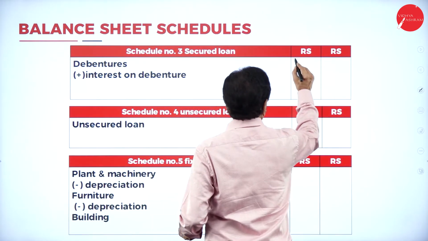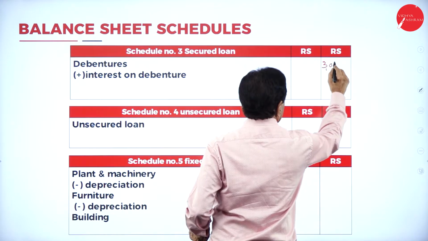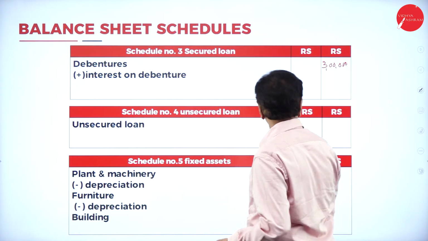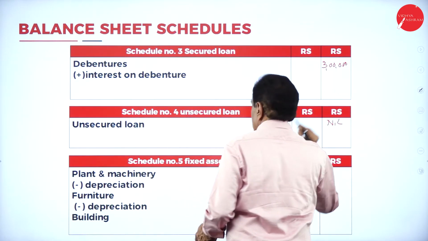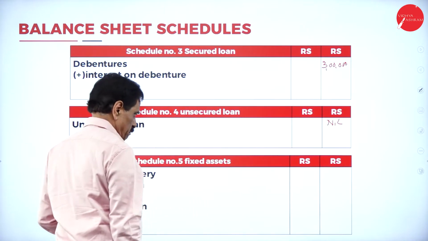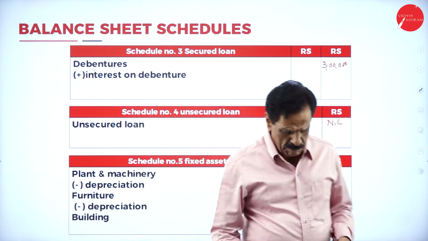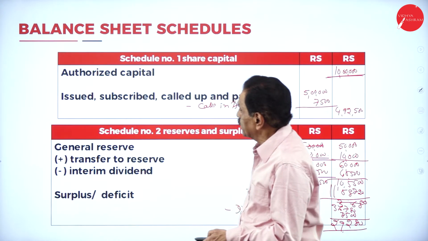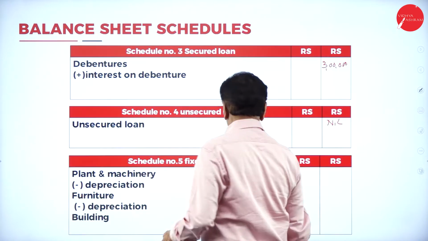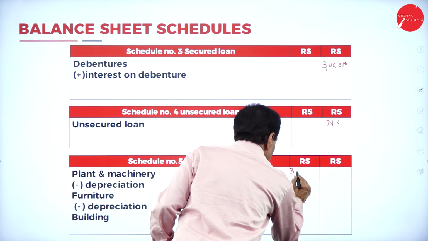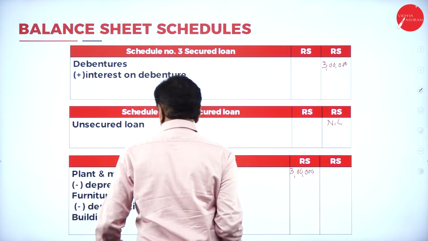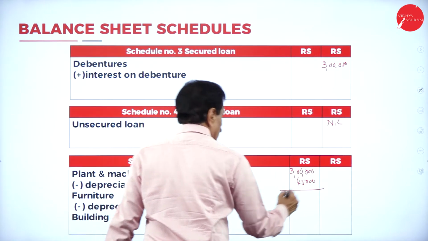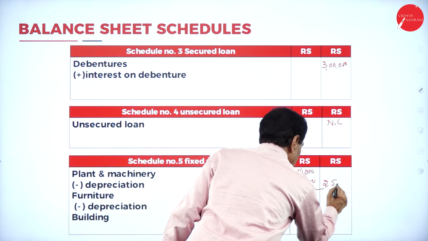So then we'll go to debenture 3 lakh. Interest will be shown in the current liability. We'll show 3 lakh only. Then unsecured loan nil. Then come back. Plant and machinery will go one by one. What's the value of the plant and machinery? See that. Plant and machinery 3 lakh. Minus depreciation 45,000. It will come 2,55,000.